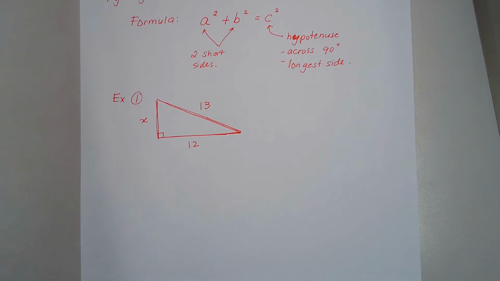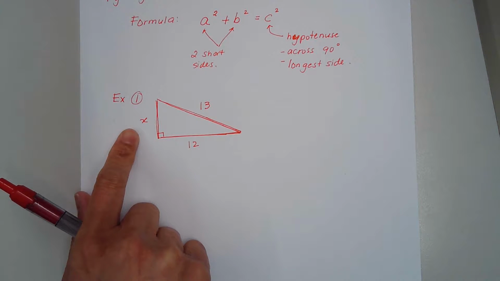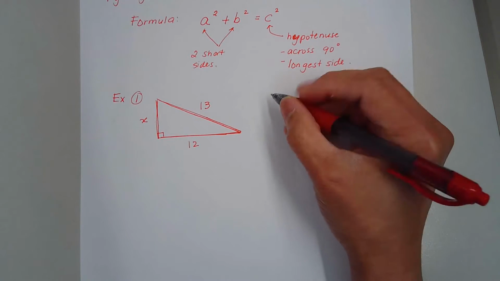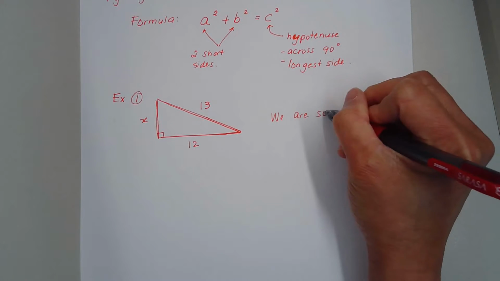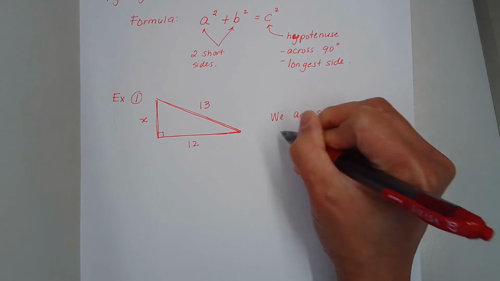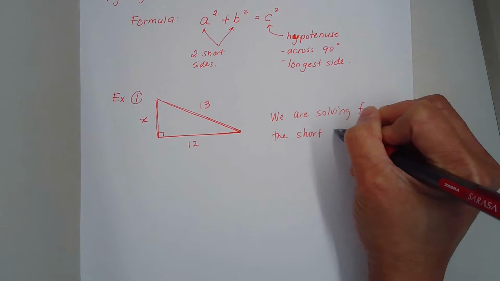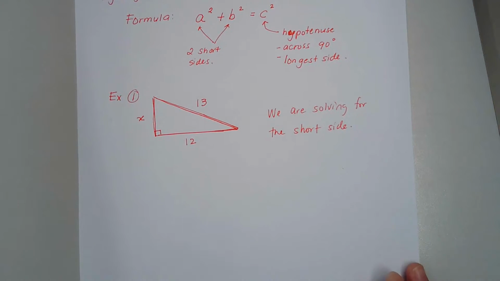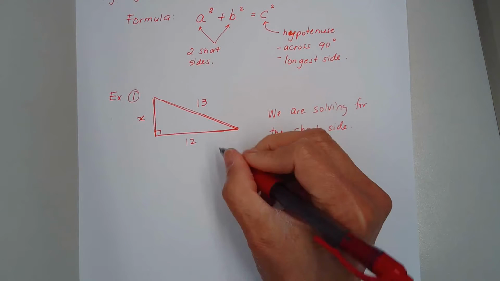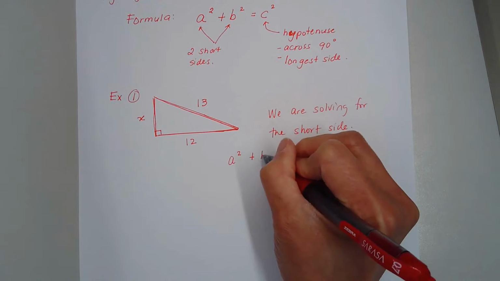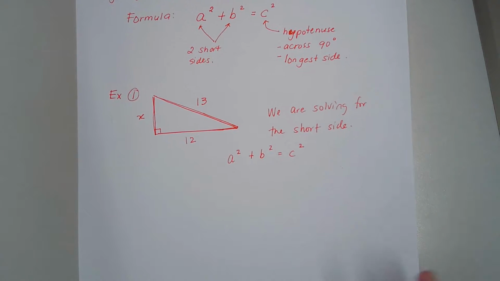Okay, so what do we have in here? What are we solving? Are we solving for the hypotenuse or are we solving for one of the short sides? Short side. Yeah, we're solving for one of the short sides, right? So we are solving for the short side. Okay. So the formula we know is a squared plus b squared equals c squared. Yes? Okay.